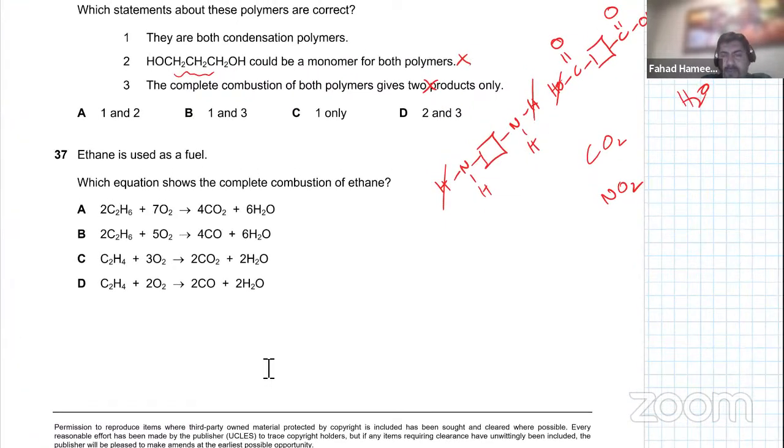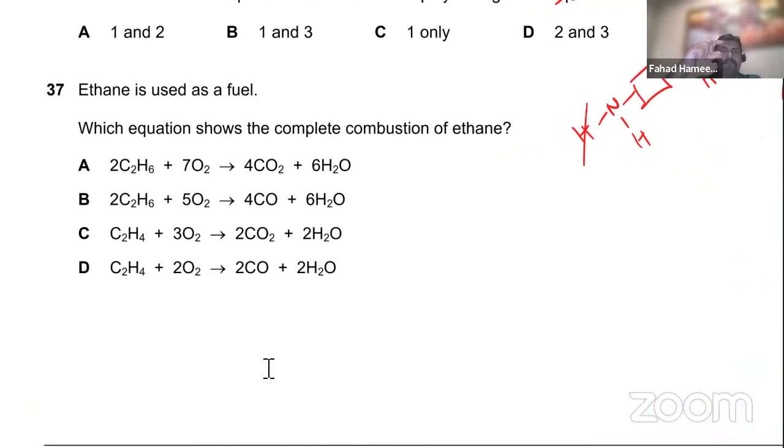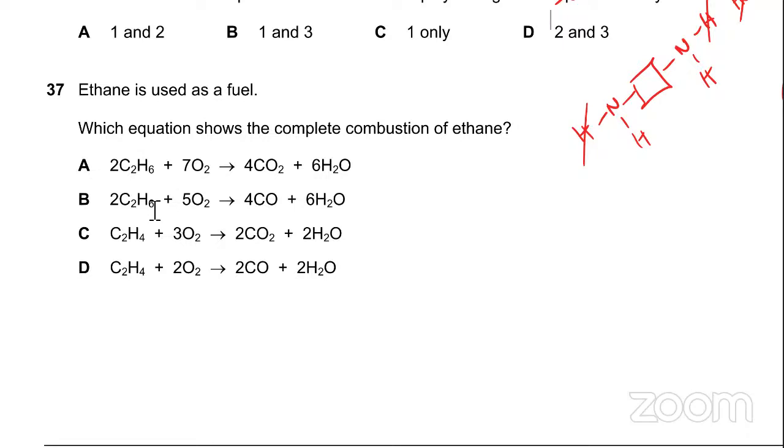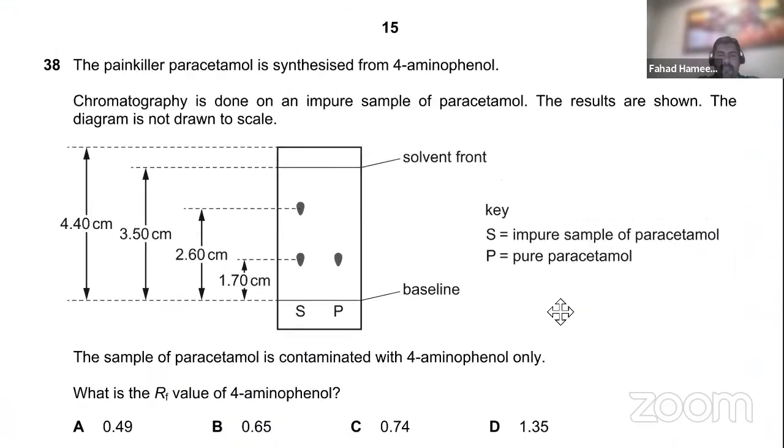Ethane is used as a fuel. Which equation shows the complete combustion of ethane? It needs a complete balanced equation. What is the formula of ethane, which one is correct? C2H4 or C2H6? C2H6. It's A. So okay, it's A.